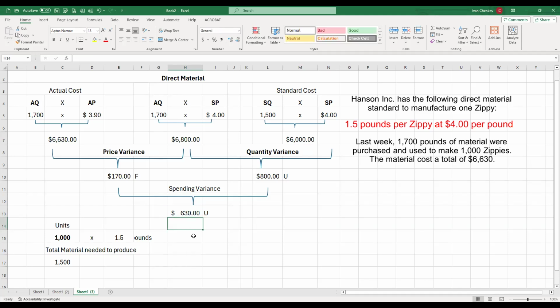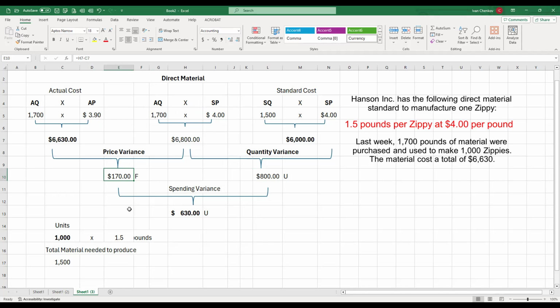Okay, so we're clear that we're spending $630 more, correct? Yeah. So why are we spending 630? Because first, we're using more materials. Because of overusing the materials, we're overspending $800. However, we managed to purchase the material cheaper by 10 cents, which creates a saving of $170.